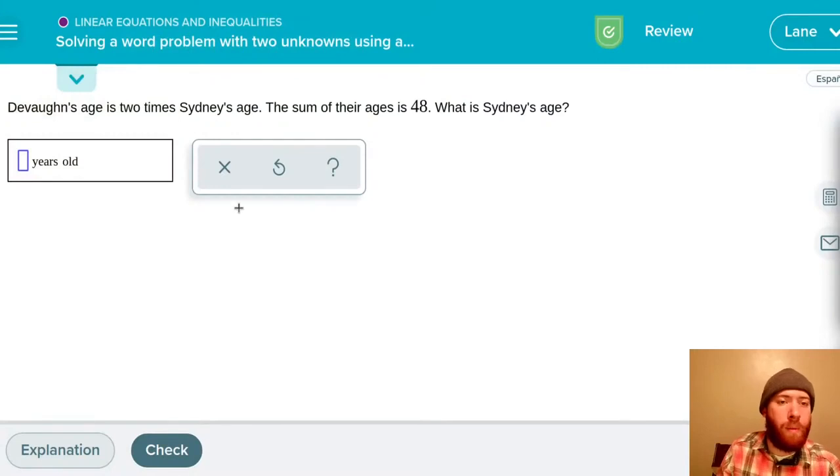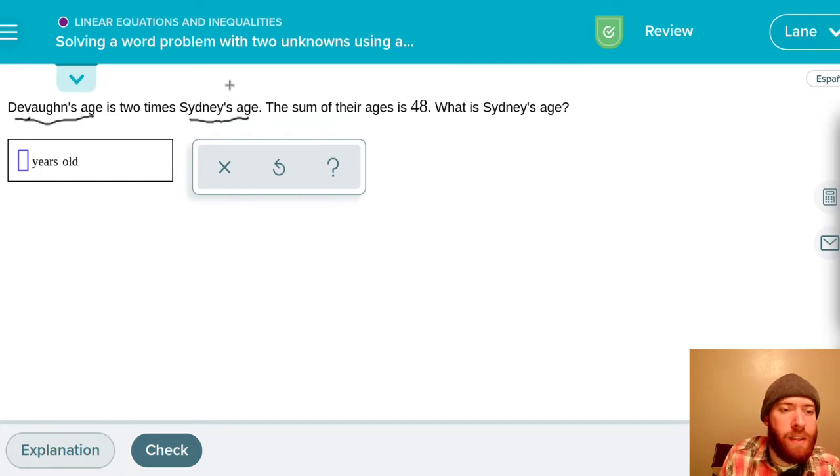In this video, we're going to talk about solving a word problem with two unknowns using a linear equation. The problem says Devon's age is 2 times Sydney's age, and the sum of their ages is 48. What is Sydney's age? So our two unknowns in this problem are the two ages, Devon's age and Sydney's age. We are going to say that only one of them is our variable, right? And I'm going to make it Sydney's age.